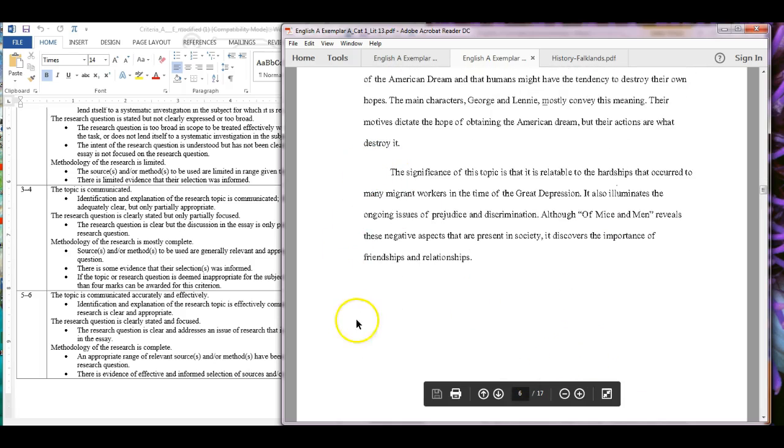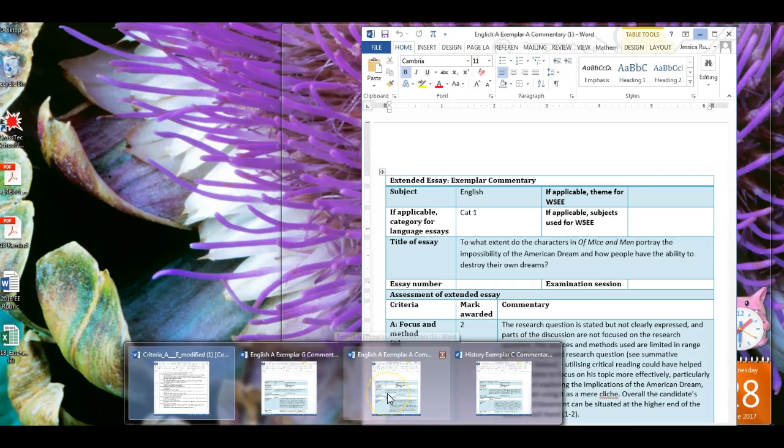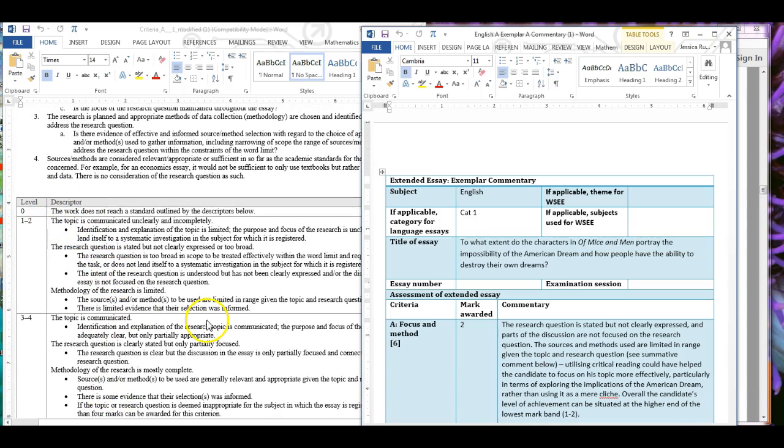So now if we go and look and see, okay, what did this one get? This one's a little bit different, and that's why I wanted to show you two different introductions. So this one, instead of falling in this range, is falling in the bottom of the range. The research question is stated but not clearly expressed, and parts of the discussion are not focused on the research question. So it's not building that context that's pointed at the research question. Now, we do have the research question there, but it's just not clearly expressed.